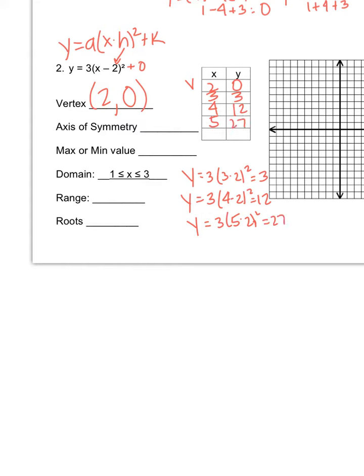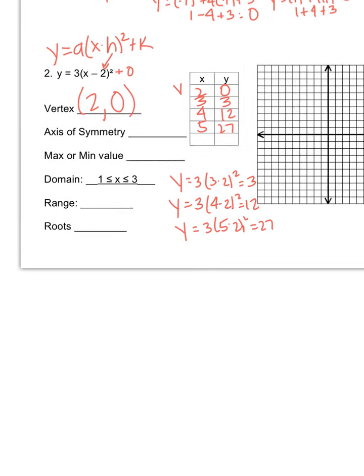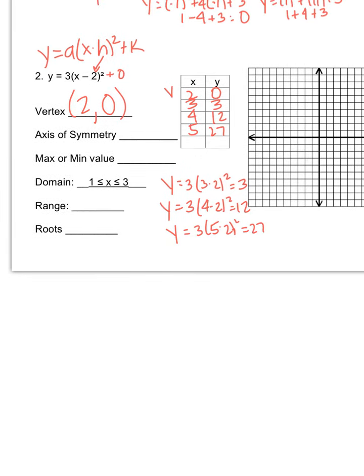Okay, so when we are graphing this, our vertex is 2, 0. And then we have 3, 3. 4, 12 is going to go off the graph, so we'll draw our axis of symmetry line. And then we'll reflect that other point over.